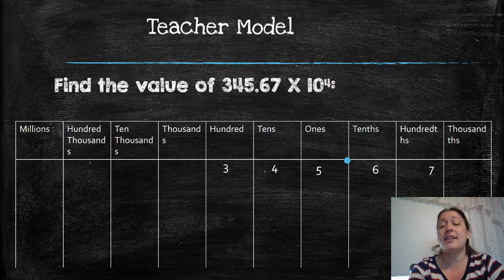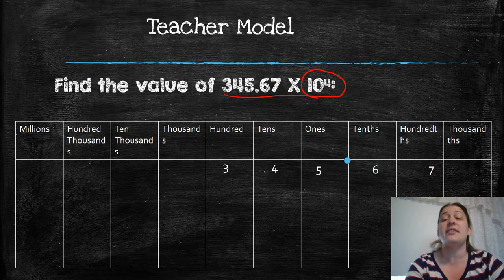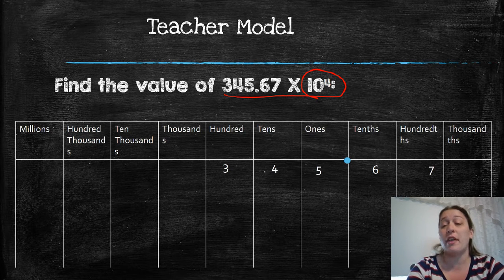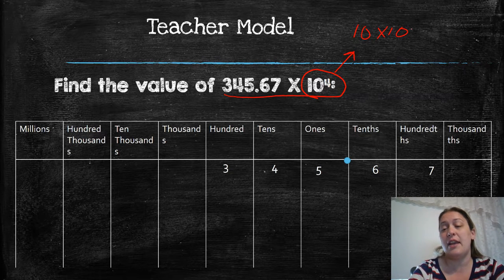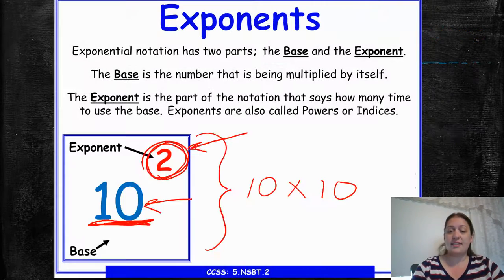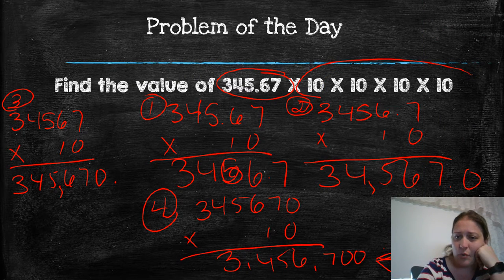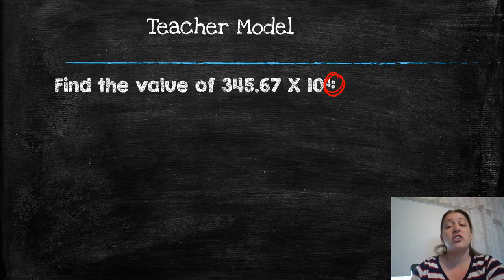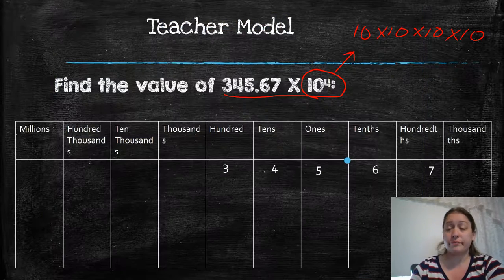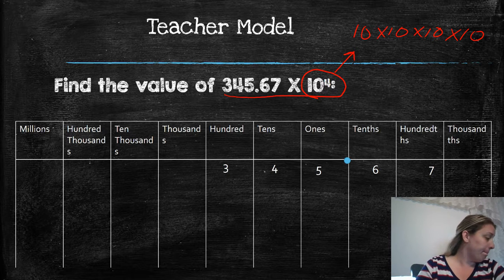So in this example, our 10 to the second is actually 10 times 10. So here it's asking us to find the value of 345 and 67 hundredths times 10 to the fourth. What this really means is this is 10 times 10 times 10 times 10. Wait a second. That's the same problem we had back here. We had it all multiplied by 10 times 10 times 10 times 10. So this is just another way of expressing our problems.